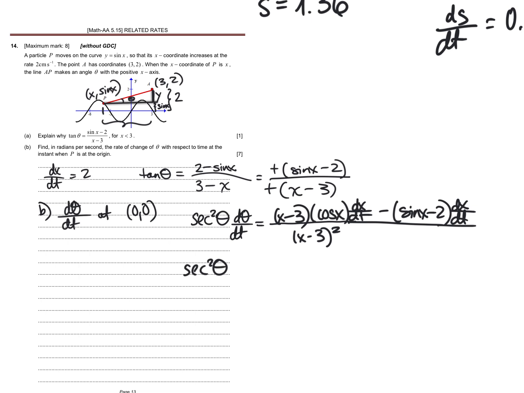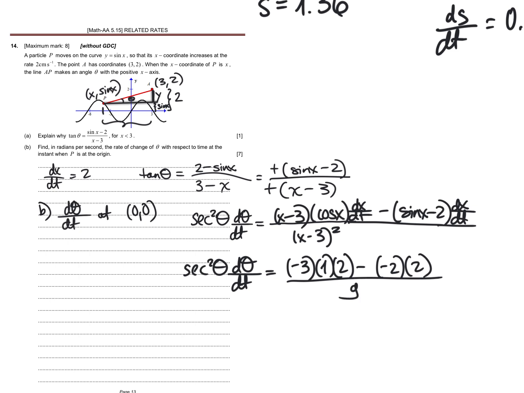And then we can fill in some values. So remember it's at (0, 0), so we've got 0 minus 3. Cosine 0 is 1. dx/dt is 2. Sine 0 is 0, so -2 times dx/dt, which is 2. And then (0 minus 3) squared is 9. So we need secant theta at (0, 0). Okay, so we have that tangent theta at (0, 0) is 2 minus sine 0, which is 0, over 3 minus 0.